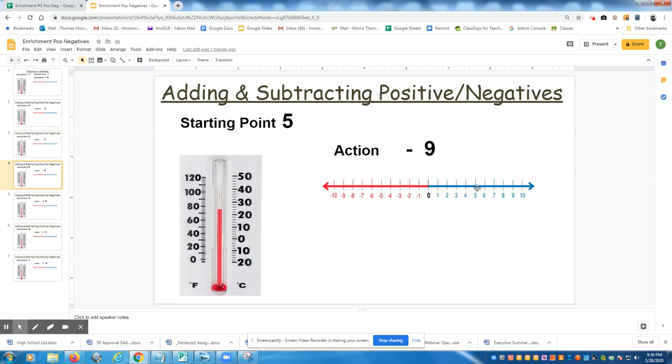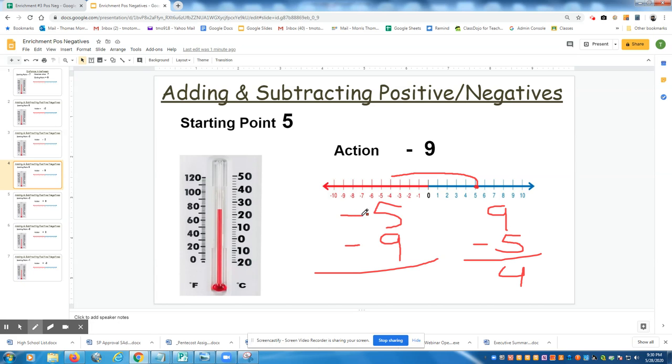Next, starting point is 5, and now you are going -9, 9 to the negative side. So again, you go past 0. You go 5 to 0, and you're going to go 4 more. Some of you are noticing this right away: when you're subtracting a negative number, it's the same thing as subtracting regularly, but then you have to realize, since my starting point is less than my second number, it's going to end up on the negative side. It's always a way to check it.